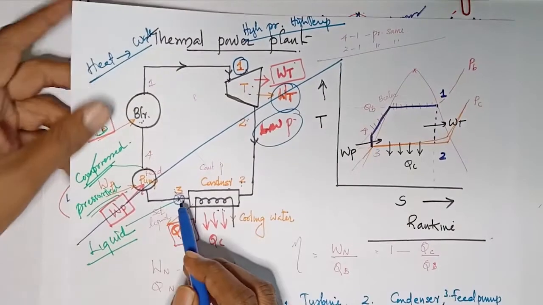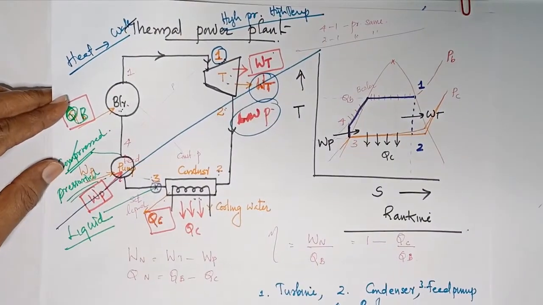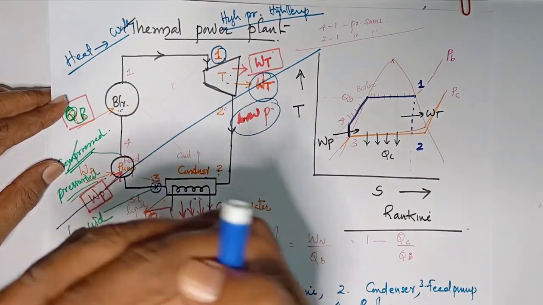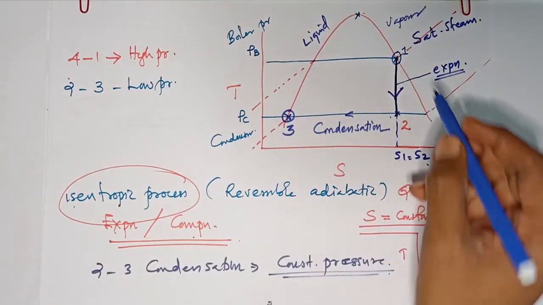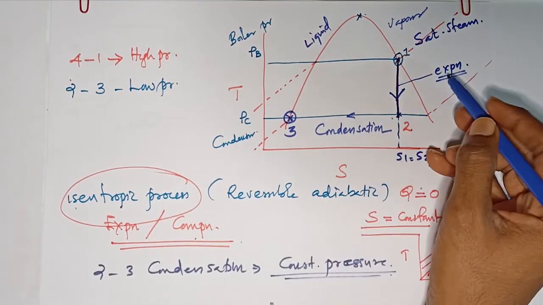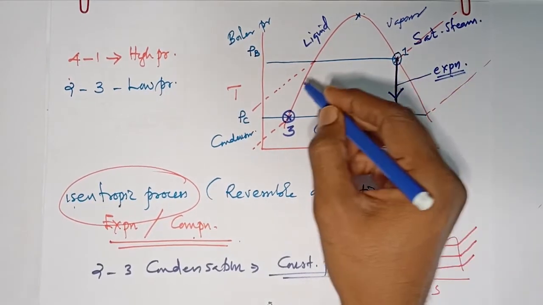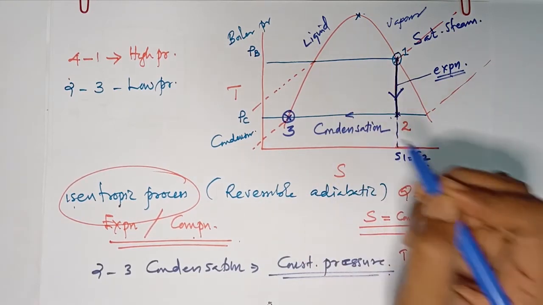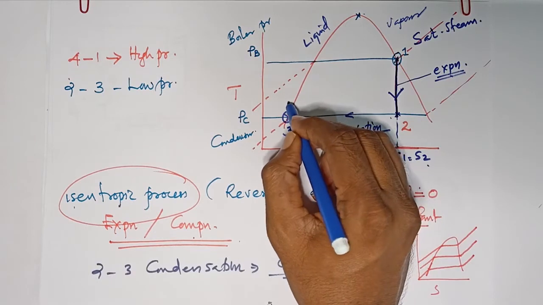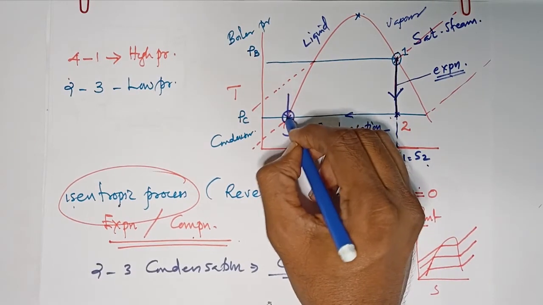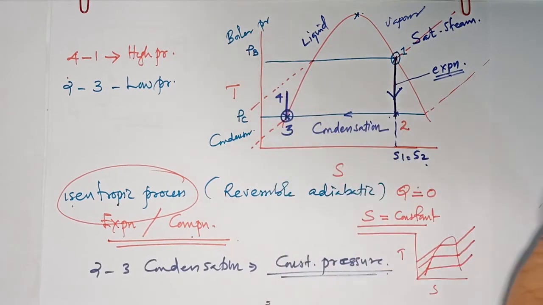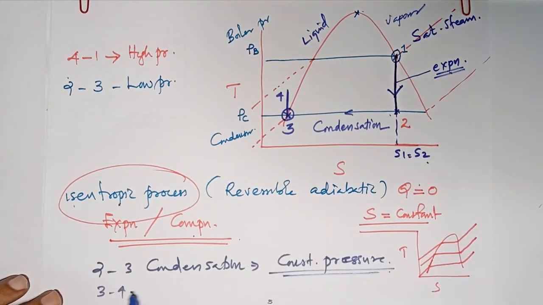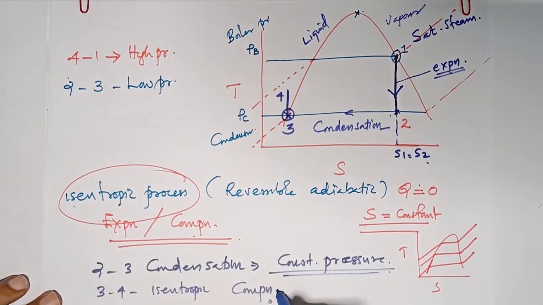Okay, so what is 3? After 3 what is happening? After 3 it is pressurizing. We are giving work by a feed pump. From a feed pump, see, expansion, it is compression. Compression is opposite to that expansion. It is also an isentropic process. So it is also a vertical line. This is point number 4. What is 3 to 4? 3 to 4 is isentropic compression or pressurizing that is happening in the feed pump.